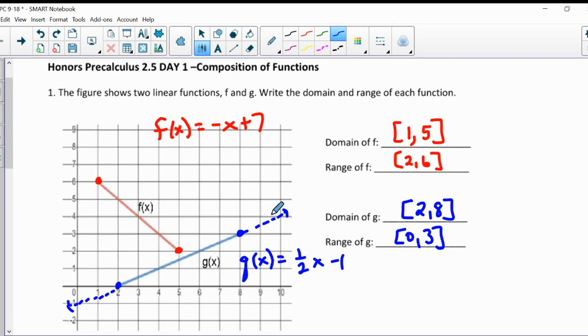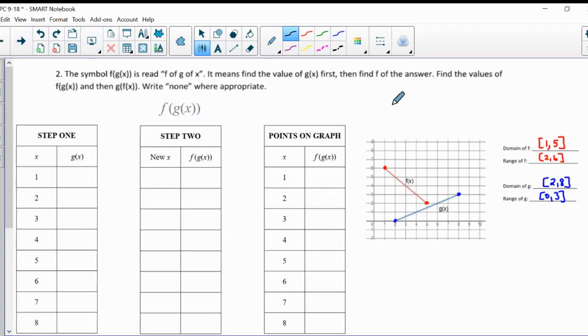And so because we have certain things that are restricting f and g here, we're going to take a look at what it actually looks like for f and g to be combined together in some way. And so let's say we have f of g of x. That means we're going to find the value of g first, just like we learned in Algebra 2. Then we're going to find f of the answer. So let's take a look.